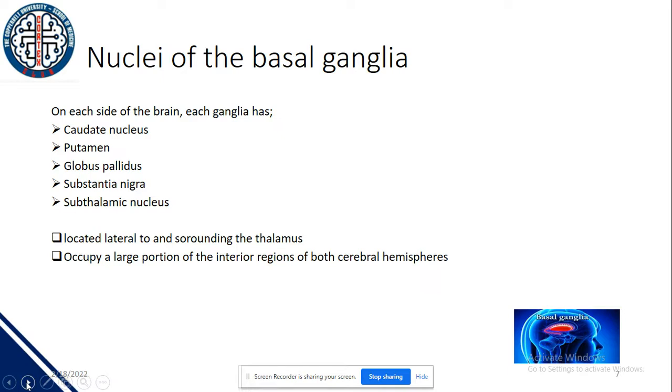The basal ganglia is located lateral to and surrounding the thalamus. We're going to see this in the next few slides, how these anatomical relations are. It occupies a large portion of the interior regions of both cerebral hemispheres. Since we said it is found on each side of the brain, it means on each side of the hemisphere, we have that component of the basal ganglia.